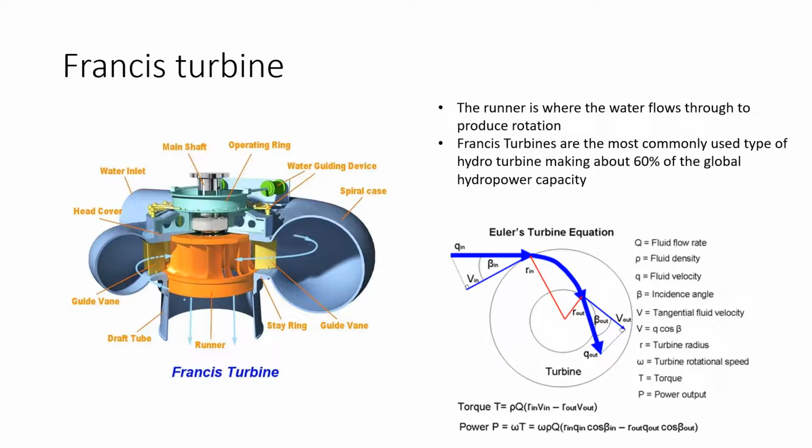The runner is the most important part, and it's what makes it rotate. How it works is it has blades inside of it, and each blade is designed so that there's high pressure on one side and low pressure on the other side, producing a lift force. This, along with the impulse force from the water leaving axially, causes the rotation and the energy produced. In the picture below, we have the Euler turbine equation, where we can calculate the torque and power based on the following picture.